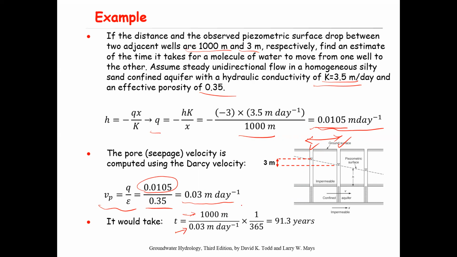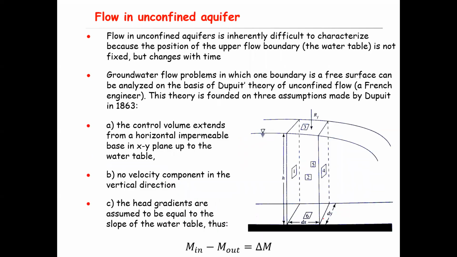And then I'm just expressing my answer in years. Therefore, I multiply this by 1 divided by 365 to convert days to years, and the answer will be 91.3 years. So it will take almost 91 years for the water molecule to move from one well to the other. Okay? So that was the story about flow in confined aquifer.